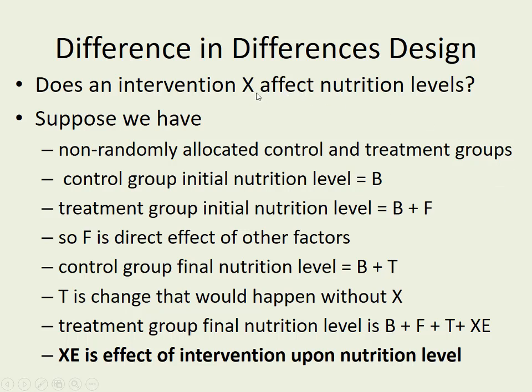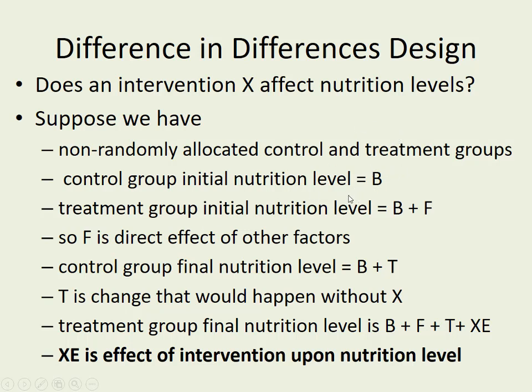For example, you're doing something X. It could be education for mothers, a golden rice crop, providing food more directly, or subsidised levels of food. Does that intervention affect nutrition levels? What you've got is a control and a treatment group that are non-randomly allocated. Maybe because you've offered golden rice to families in an area, you can't force one family to grow golden rice and another not. So you've seen who grows it, and you want to measure the differences.